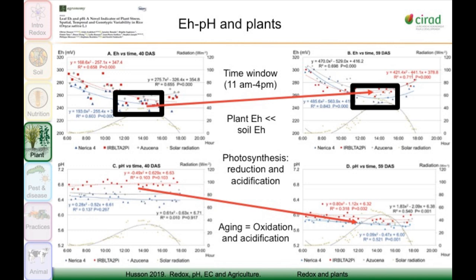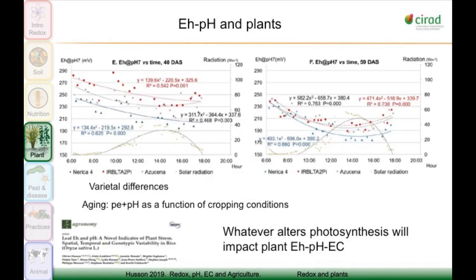It's not good. What we see also is that plant EH is much lower than soil EH. We are around 250 here for rice, millivolts. I told you soil is around 400 when it's good. Quite often it's 600, 650. So it's normal. The contrary would be a big, big disaster because the plants catch all the energy. So if the plants are not at a lower redox than the soil, we are just dead. We won't be here to discuss this.